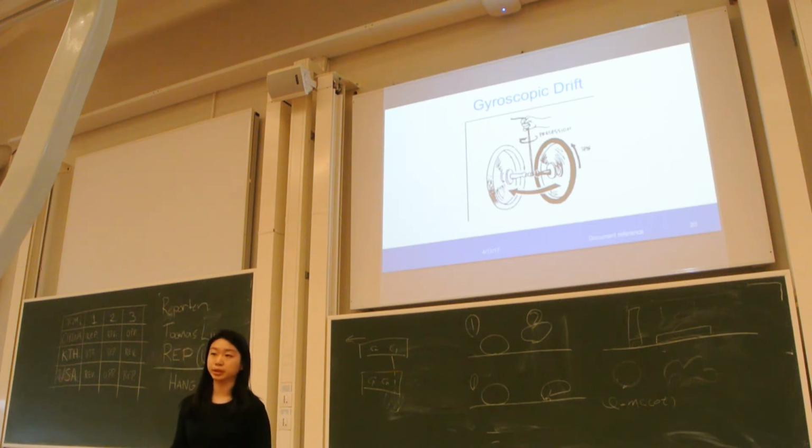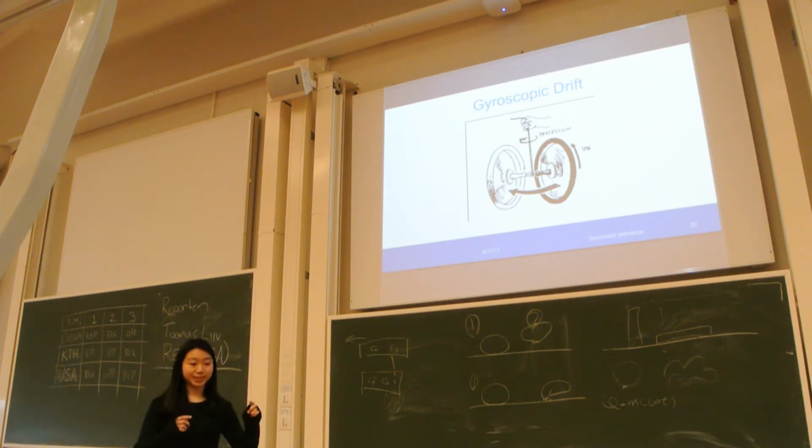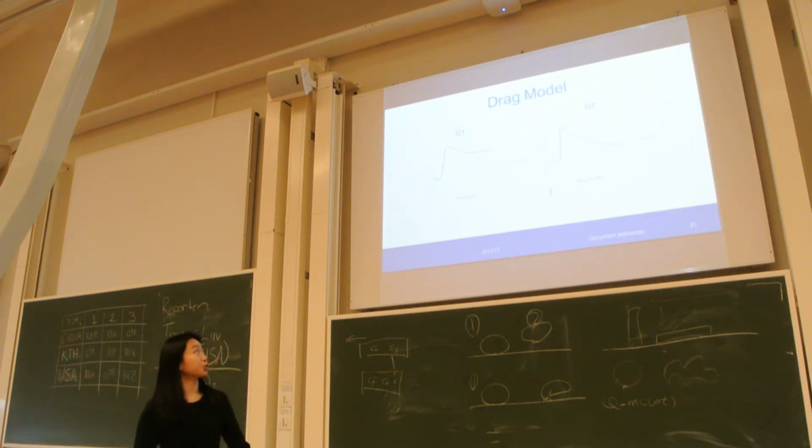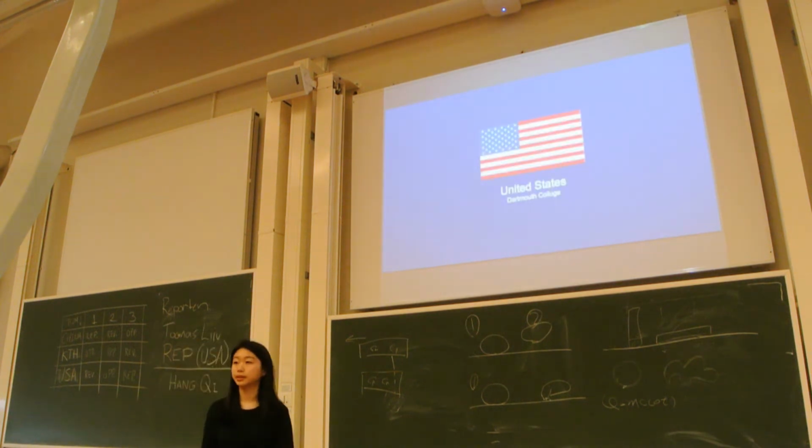Since I have some extra time, I will talk about gyroscopic drift, which can also influence normal bullet trajectory. But in this case, since we're shooting up vertically and there's no angle between the direction of the velocity and the rotational axis, it has no effect on vertically shot bullets. And another thing is that I used a drag model to calculate the drag coefficient of the bullet, just because it's more accurate. And that's the citation I used, and that's the end of my presentation. Thank you.